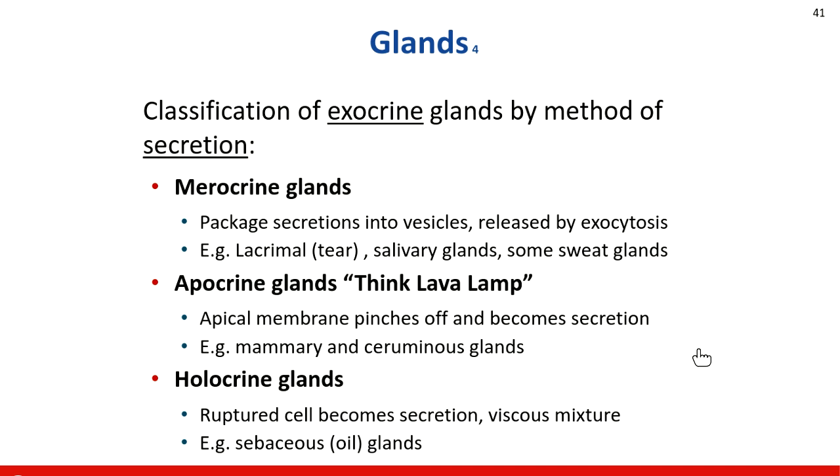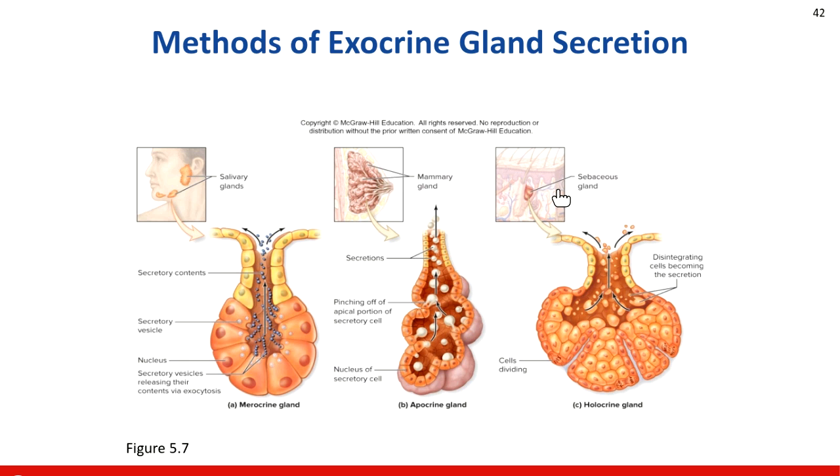So moving over to this diagram, you can see the three different types of glands: merocrine, apocrine, holocrine. With the merocrine, the cell itself makes a vesicle, and then that vesicle carries the contents of the secretion.